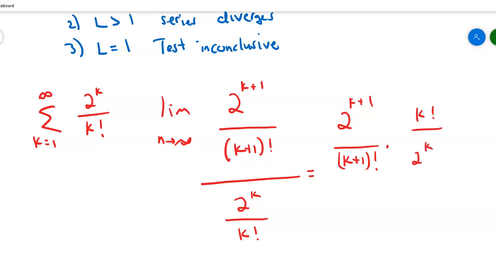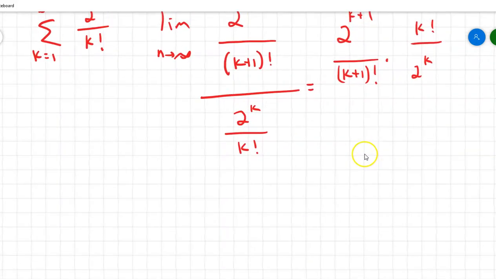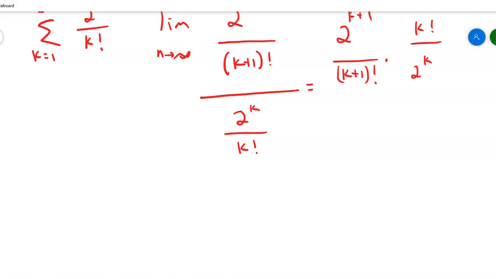All right, let's separate this in a way that makes sense. So let's move this down a little bit. I'm going to end up with, let's put the 2 to the k plus 1 and 2 to the k together over here, and then I'm going to put a k factorial over k plus 1 factorial.